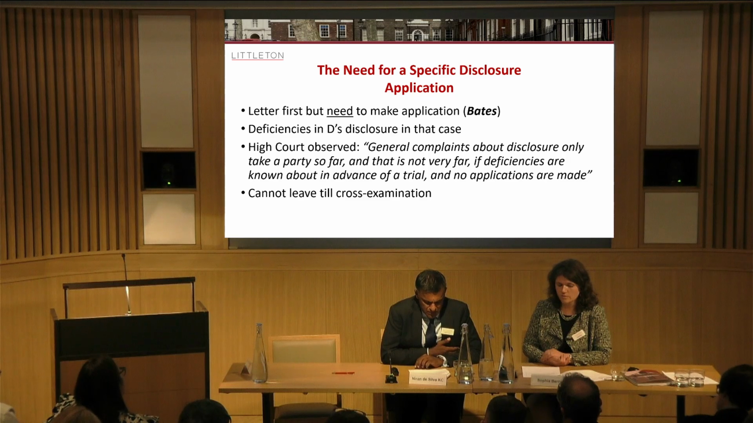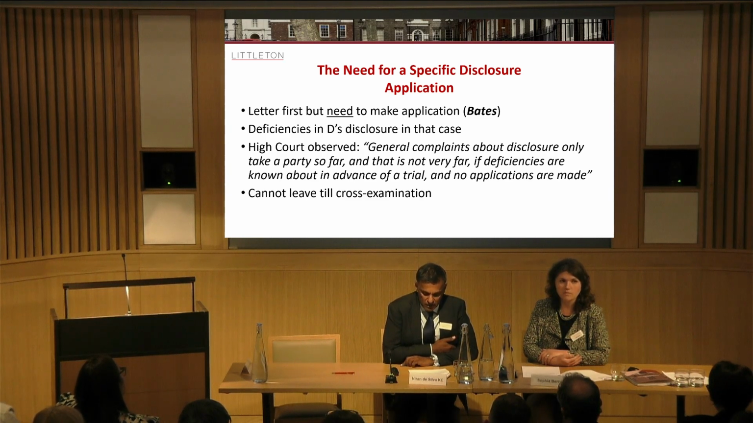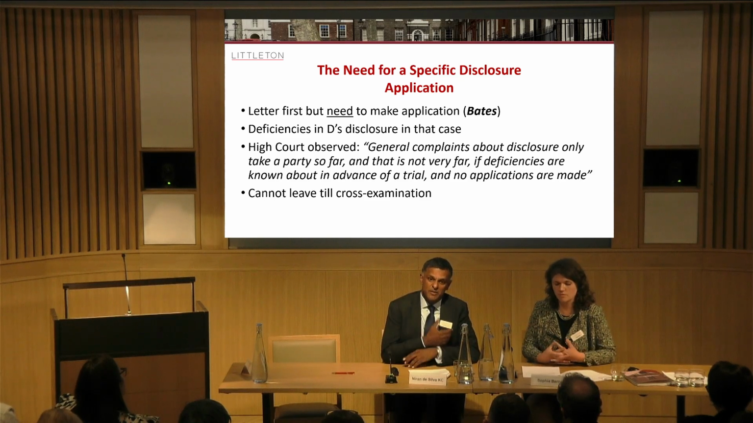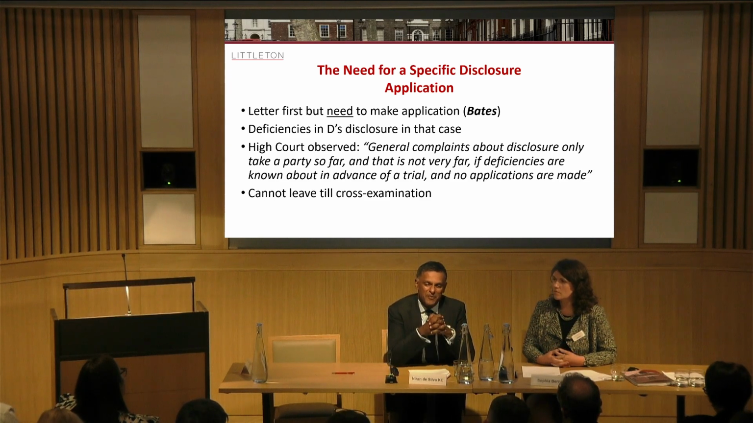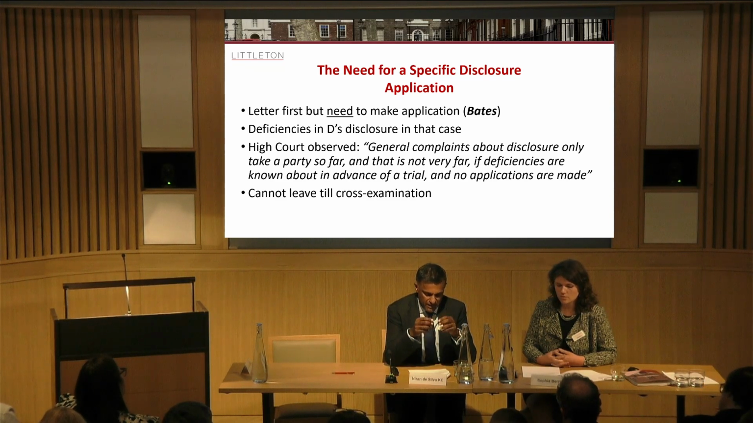But the court said this: the Post Office is, however, correct to point out that there have been no specific disclosure applications mounted by the claimants. General complaints about disclosure only take a party so far, and that is not very far if deficiencies are known about in advance of trial and no applications are made. And that's particularly difficult, again, in the context of speedy trial, because often parties don't really set out a space in the timetable for making specific disclosure applications. There's often no case management conference, or often no pre-trial review. So I think it's worth building into the timetable an opportunity to make applications of that kind, so it isn't left to the beginning of trial.